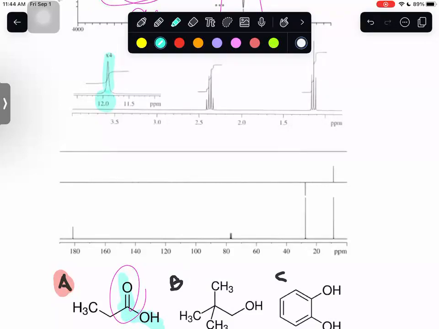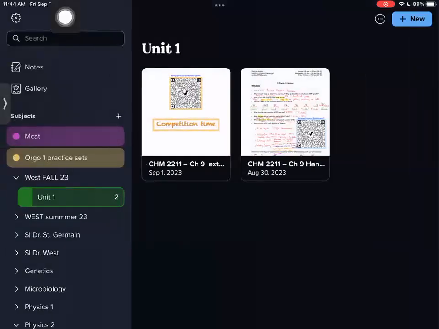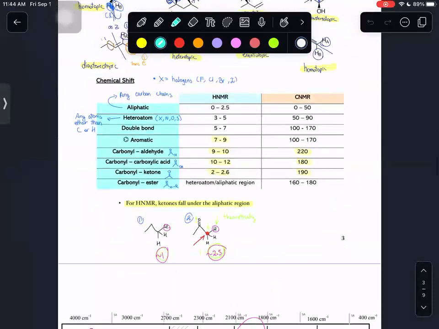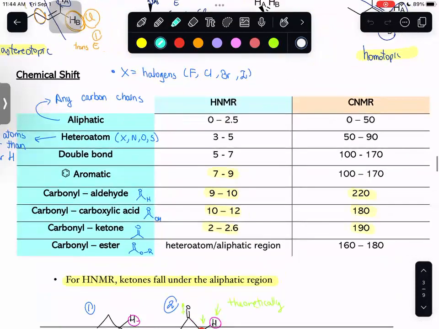Yes, question. The regions for HNMR. Let me pull them up actually. Should be here. There you go. I'm going to send an email with the answer key. And I have the roster now.